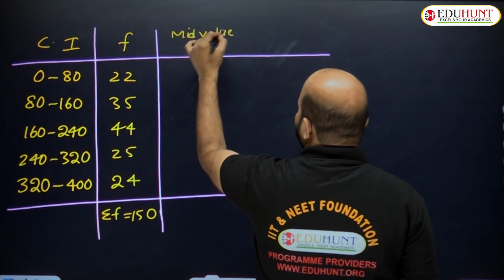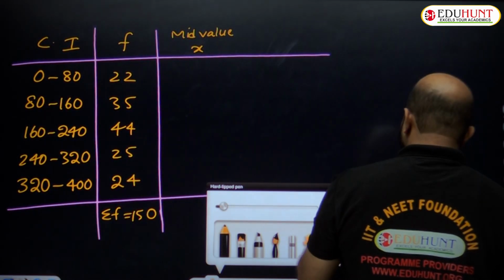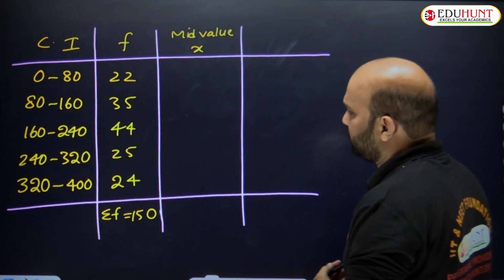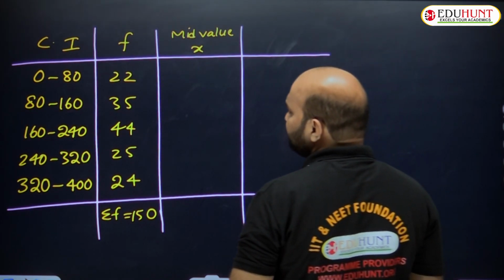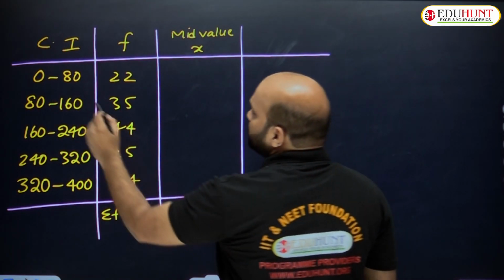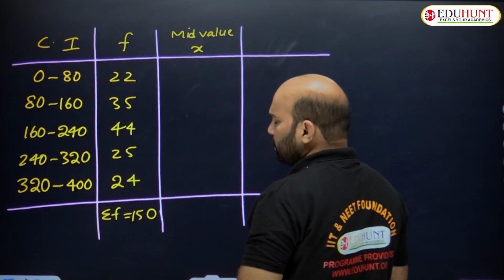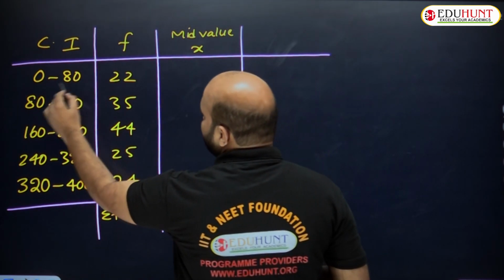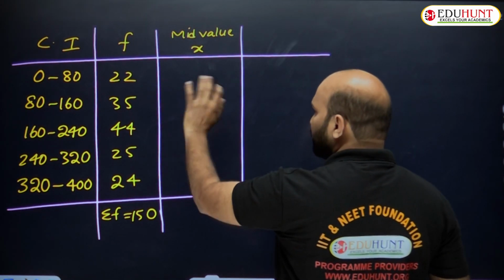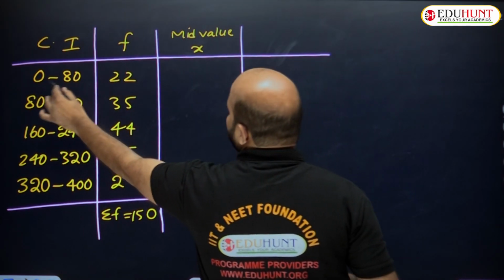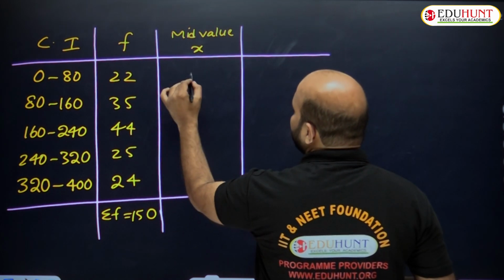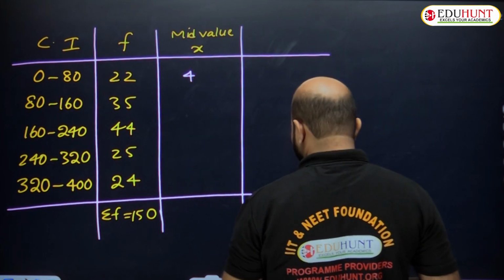Again we need to find the mid value, which will be considered as x. The mid value is the average value between the class interval limits in each class interval. This is also called a continuous class. When continuous class intervals are given, we can directly take the mid values. How do we get the x values? The average of 0 and 80 in the first class interval: 0 plus 80, 80 divided by 2 is 40, exactly the middle value.